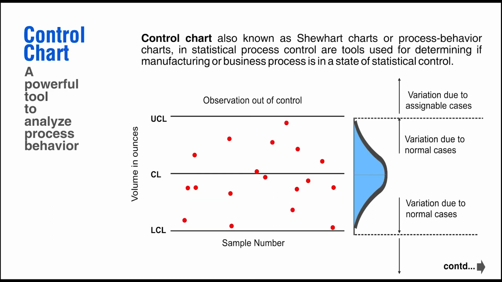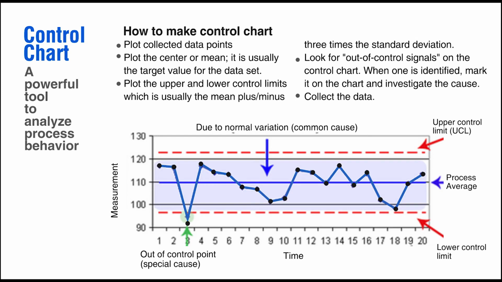Control charts, also known as Shewhart charts or process behavior charts in statistical process control, are tools used for determining if a manufacturing or business process is in a state of statistical control. How to make a control chart: plot collected data points. Plot the center or mean. It is usually the target value for the data set.